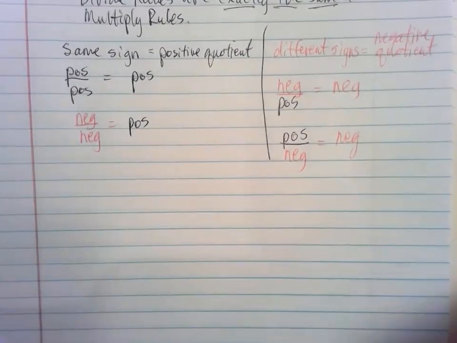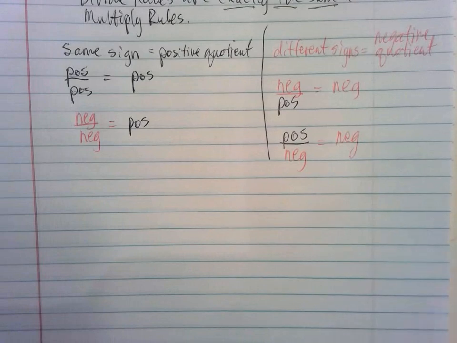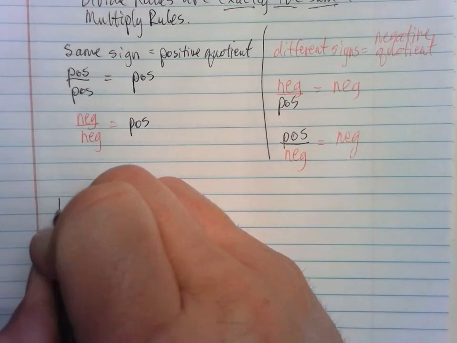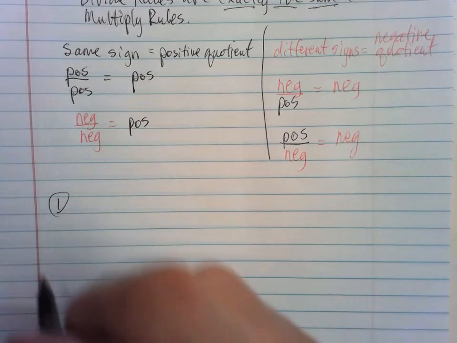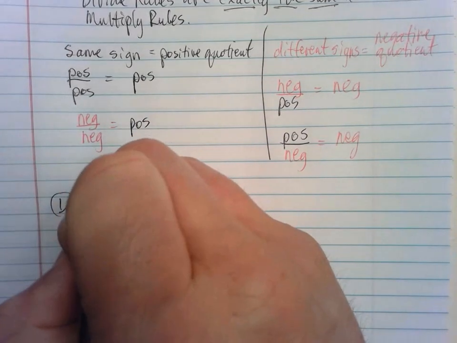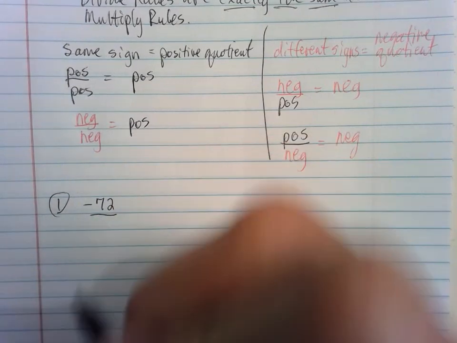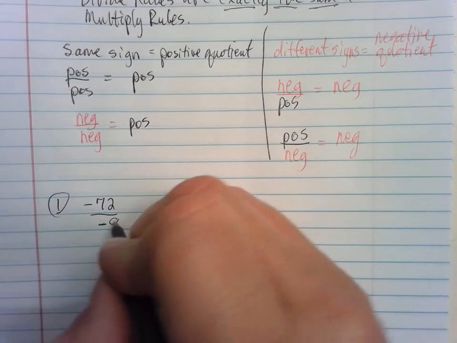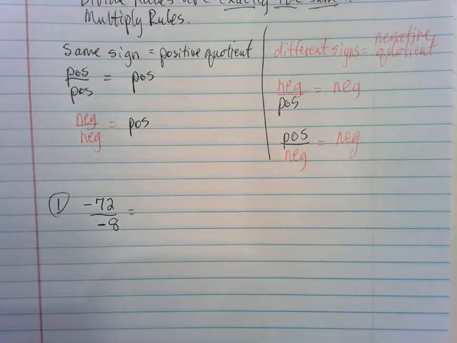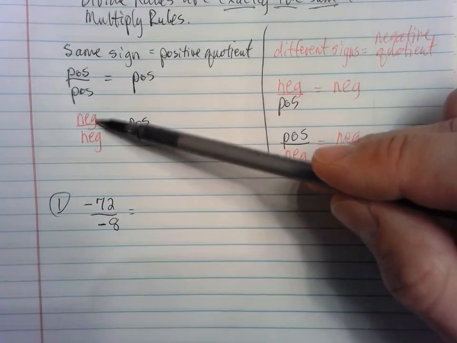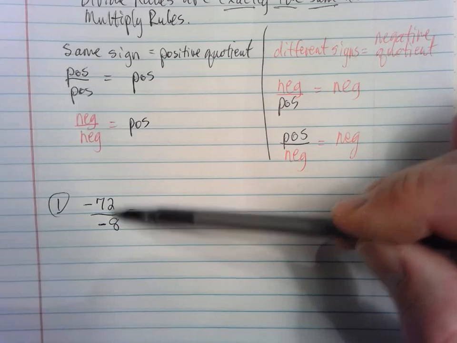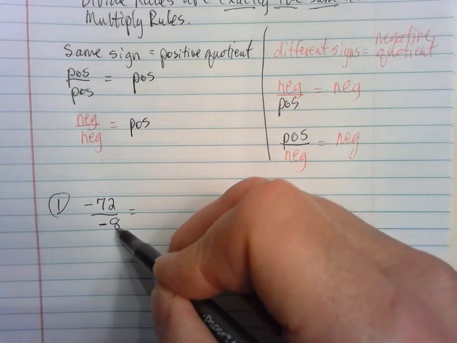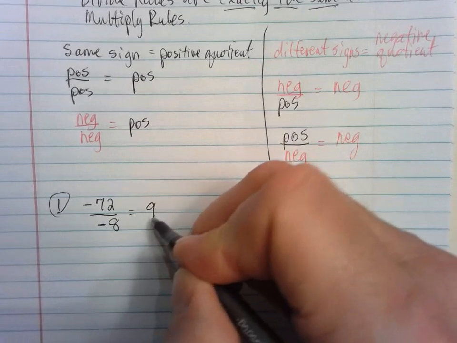Now, let's talk about some problems. If we just do a couple plain old problems here, let's say we've got negative 72 divided by negative 8. If we've got a negative divided by a negative, that's going to give us a positive quotient. So negative 72 divided by negative 8 is positive 9.